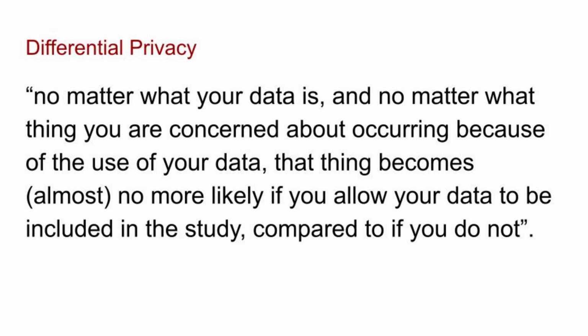Most basically, differential privacy is a safety against arbitrary harms. The idea is that no matter what your data is, and no matter what thing you're concerned about occurring because of the use of your data, that thing becomes almost no more likely if you allow your data to be included in the study compared to if you do not. So how does differential privacy achieve this?